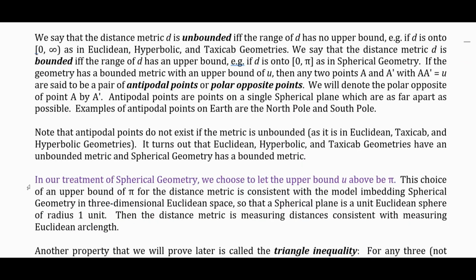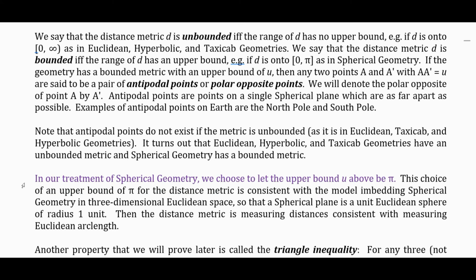We say that the distance metric d is unbounded if and only if the range of d has no upper bound. In other words, if d is onto the interval 0 to infinity, as it is in Euclidean, hyperbolic, and taxicab geometries. We say that the distance metric d is bounded if and only if the range of d has an upper bound. In other words, if d is onto like 0 to pi as it is in spherical geometry.